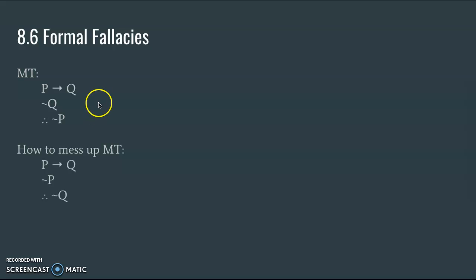And it goes like this. You have a conditional, and then you have the negation of the antecedent, right? And then you infer the negation of the consequent. It's supposed to go the other way. Negate the consequent, infer the negation of the antecedent. So when we do it this second way here, what we're doing is we're denying the antecedent. Right, so this fallacy is so common that it gets its own name, the fallacy of denying the antecedent. Denying the antecedent. You're not supposed to do that.